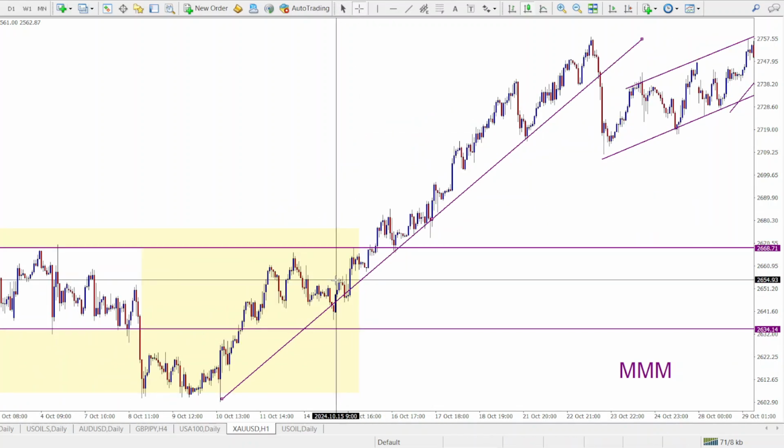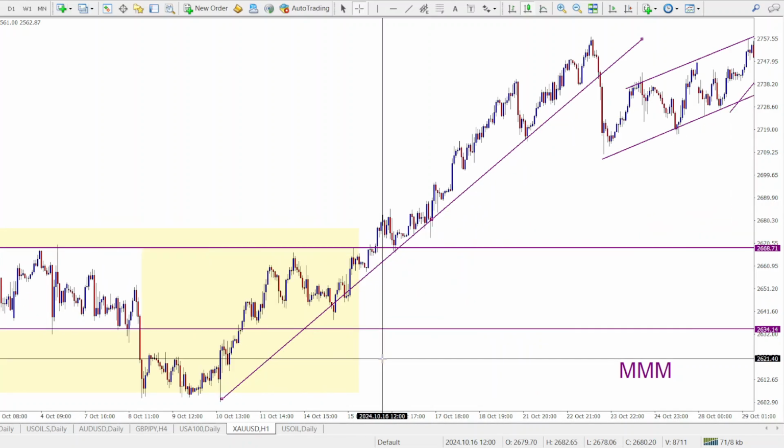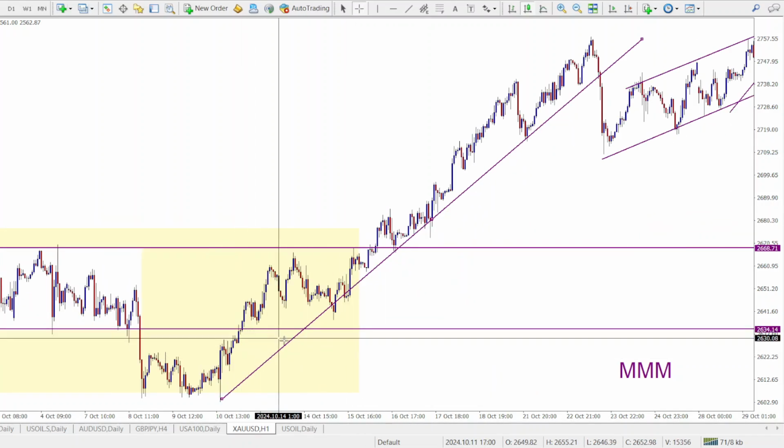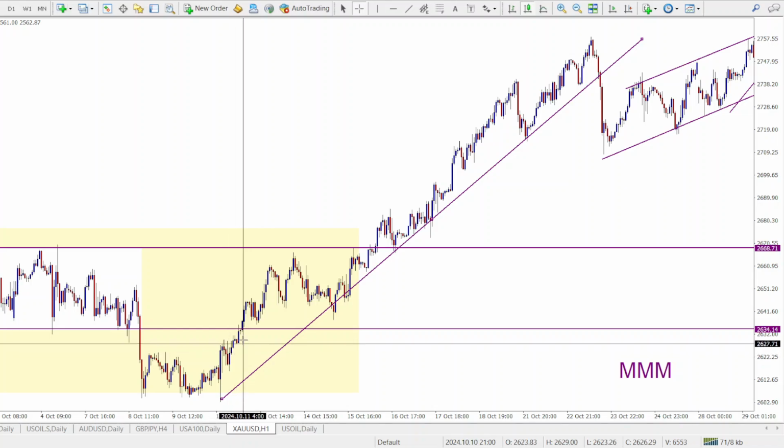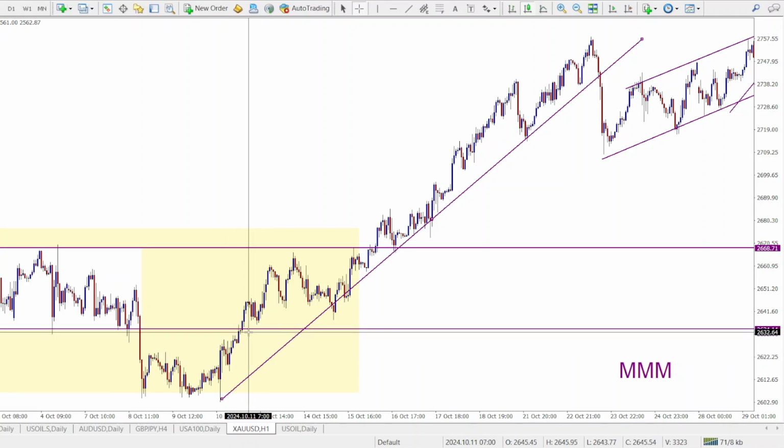So if you had identified these patterns on time and entered a buy trade right around, let's say, this point, you would have caught a whole lot of pips. This is about 1,200 pips, so that would have been a very big move.